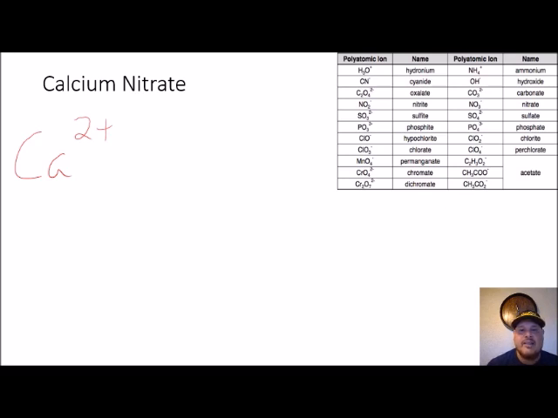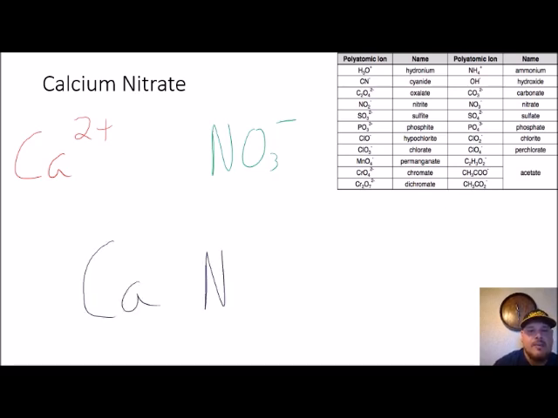Nitrate, I have to look, because once again, it's a polyatomic ion. I'm going to take a look over here. Nitrate's located right there, and it has a -1 charge. So I'm going to write that down. Right now, we got nitrate with the negative charge right there. And I'm going to write down my new chemical formula. So I'm going to write down, let's do it in blue, calcium nitrate. Okay?